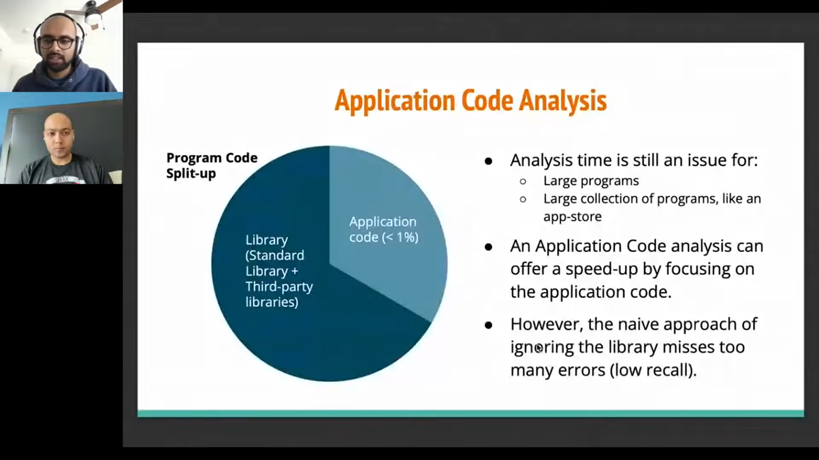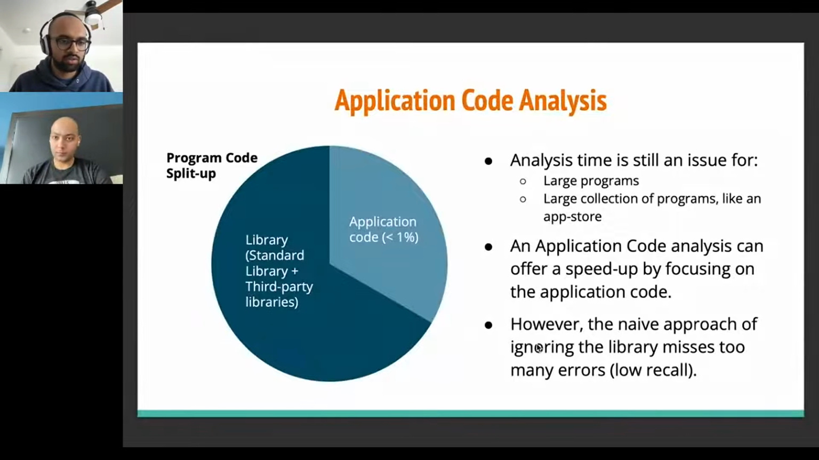Analysis time is still an issue in static analysis for cases like really large programs or a large collection of programs like an app store. One way to achieve speedup is to do an application code analysis, which speeds things up by focusing the analysis on the application code. If you see the program code split up here on the left, you'll see that the application code constitutes less than 1% of the Java bytecode in our benchmarks, whereas the bulk of the program is the library, which includes the standard library and third-party libraries.